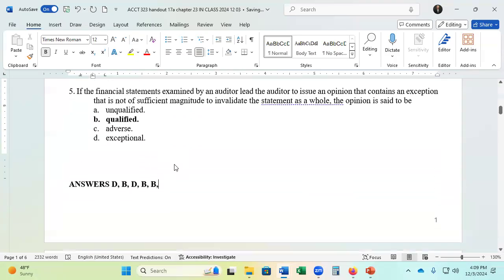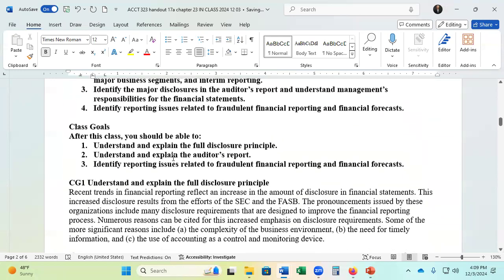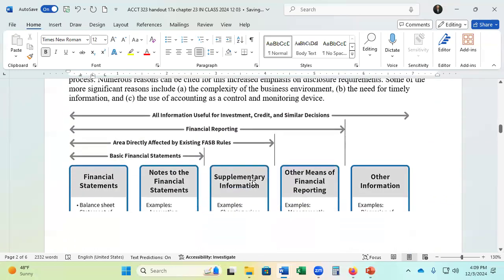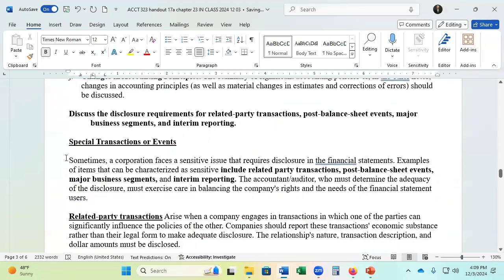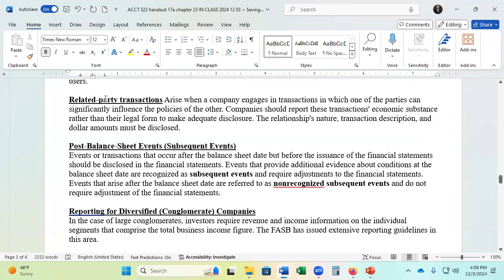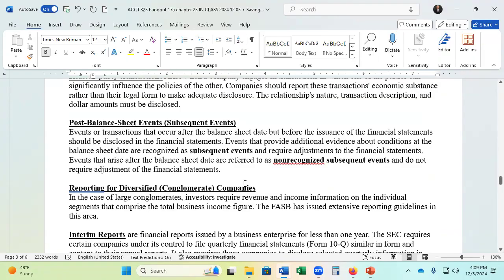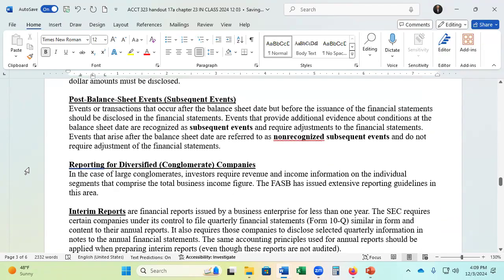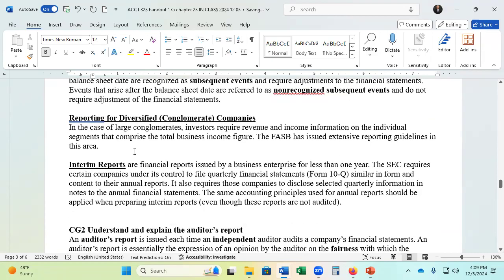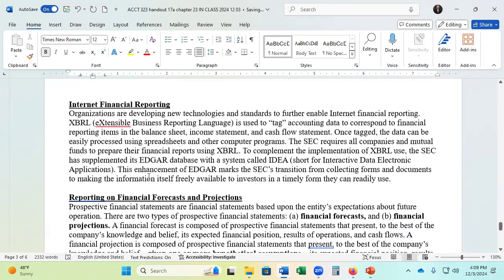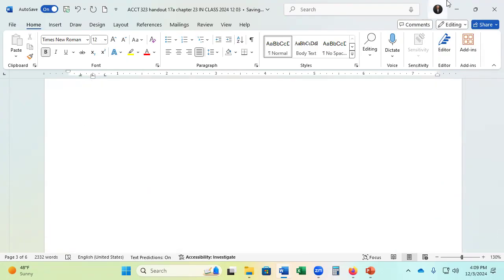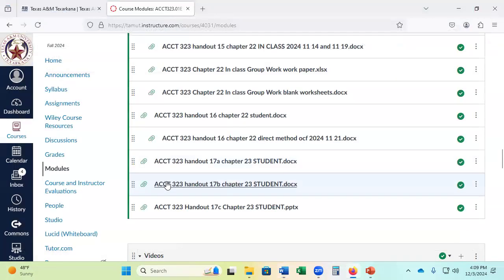Okay, so for the most part, the rest of this is just something useful to have on your exam. It talks about the full disclosure principle, notes to the financial statements, special transactions, related party transactions, post-balance sheet events, reporting for diversified companies. You'll learn about consolidations in advanced, interim reports. We'll talk about the auditor's reports. But this is a good thing to have with you when you're taking the test, and so that will be available to you.